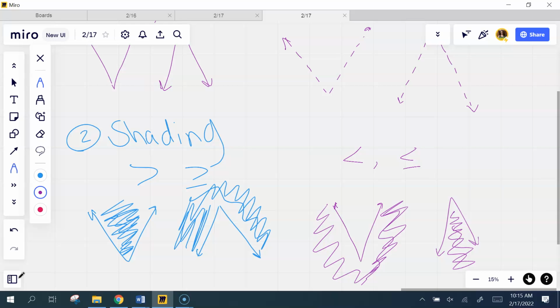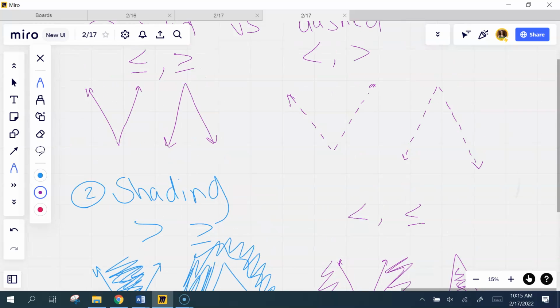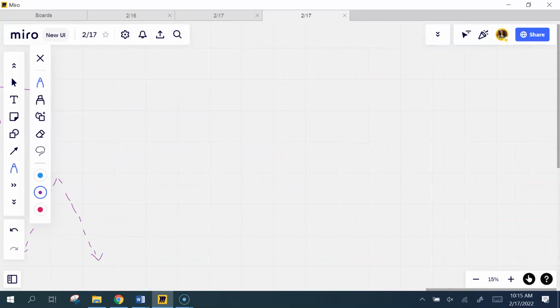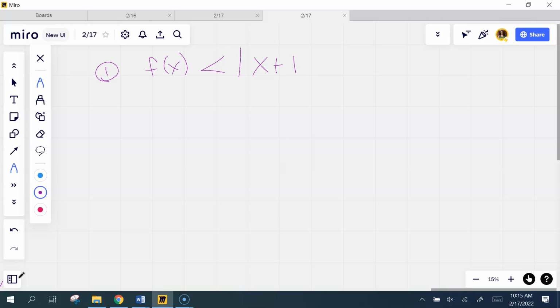We'll start with number 1. F of x is less than |x plus 1|. So, two things. First of all, is it going to be solid or dashed? Why? There's no line under it. That's exactly right. And because it's less than, I'm going to be shading down wherever it is, okay? So everything else is exactly the same.